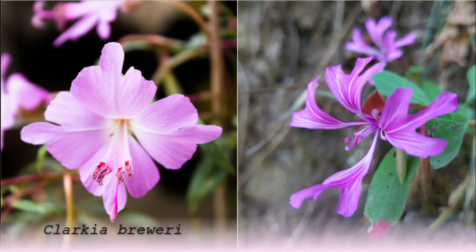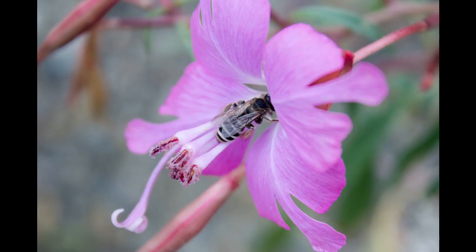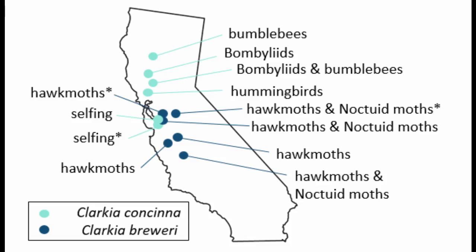For my research, I'm using two rare plant species of the genus Clarkia. Both species are endemic to California, and different populations have different primary pollinators. These include noctuid moths, hawk moths, bees, flies, and even hummingbirds.